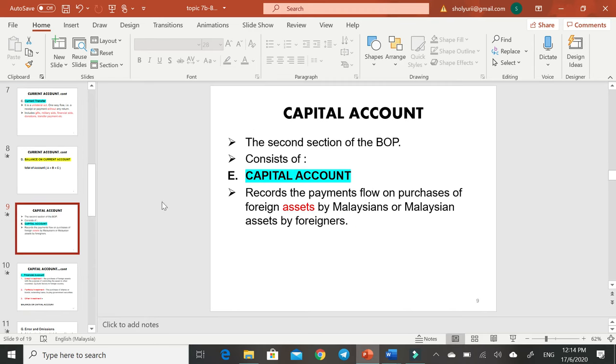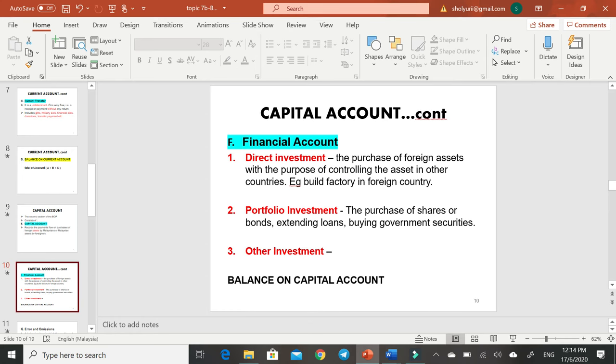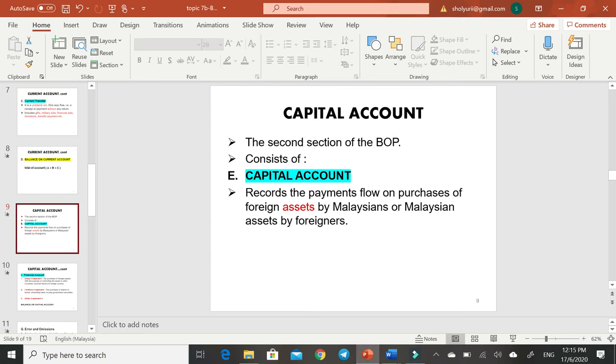But for this one, mak dia nama capital account, anak dia nama capital account juga, capital account junior, and seorang lagi anak dia nama financial account. So tak perlu confuse pun senang cerita. Okay, so under capital account, we have capital account. So what does it mean by capital account? It records the payment flow on the purchase of foreign asset by Malaysian or Malaysian asset by the foreigner.